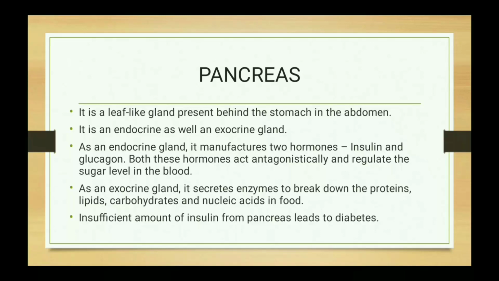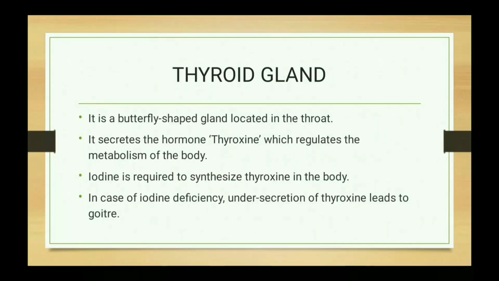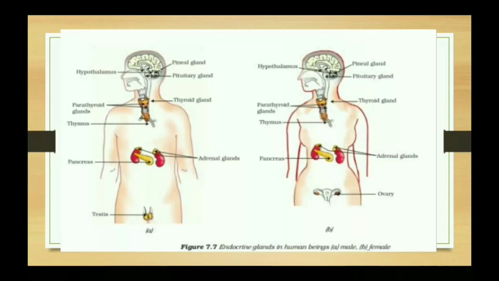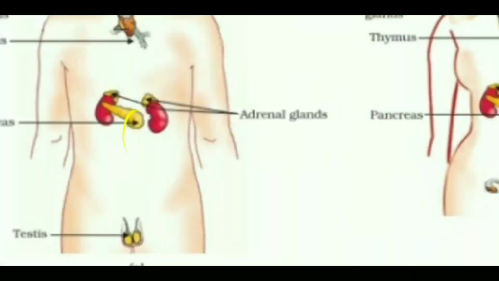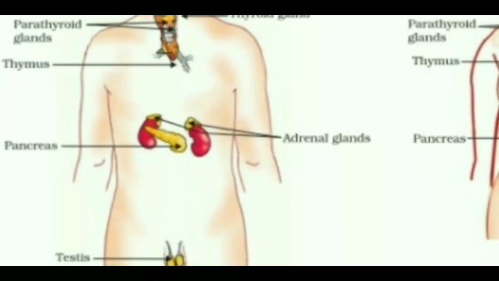Now we have the adrenal gland. Occurs in pair above the kidney. Now here in the diagram, you can see the adrenal gland. Here are the two adrenal glands above the kidney. Here one and the second.